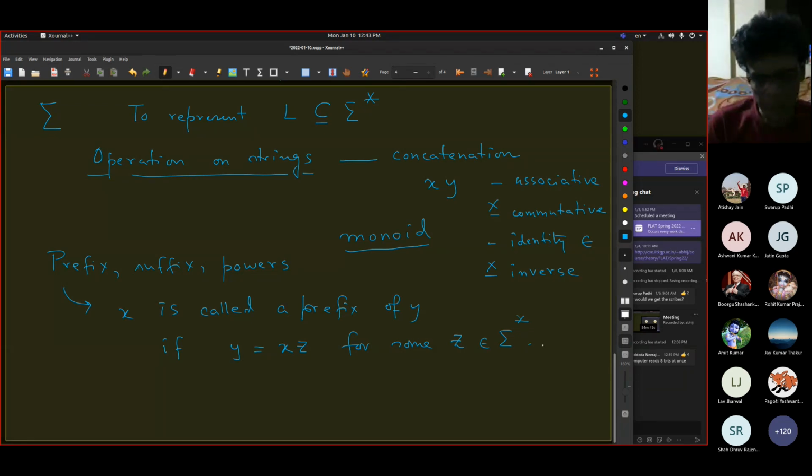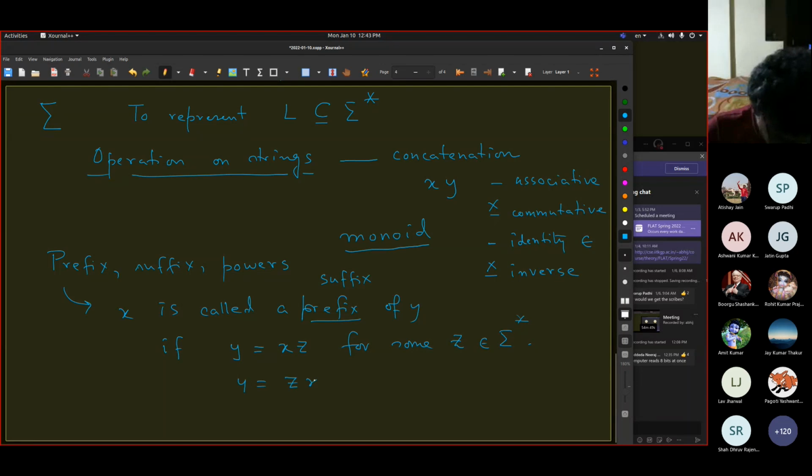No problem, right? So X appears somewhere at the beginning of the string Y, so we call it a prefix. Likewise, I can define suffix if Y is equal to ZX for some Z. So this part is a prefix, this part is a suffix. These are just some definitions.